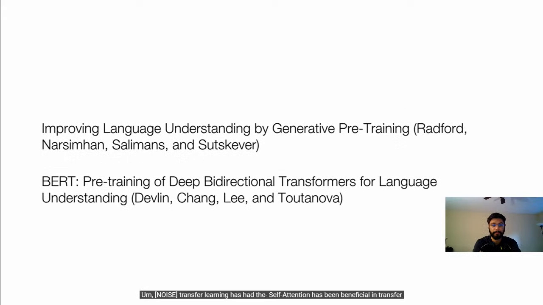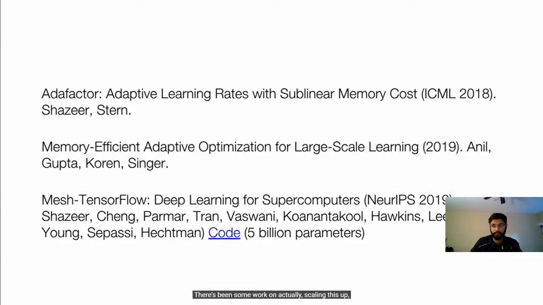Self-attention has been beneficial in transfer learning. GPT from OpenAI and BERT are two classic examples. There's been some work on scaling this up, like Adafactor, an efficient optimizer, in a recent paper by Rohan Anil and Yoram Singer. There's also Mesh TensorFlow, with which they've been able to train models several orders of magnitude larger than the original models. When you're working in this large data regime, you probably want to memorize a lot of things inside your parameters. You just train a larger model. Mesh TensorFlow can let you do that.